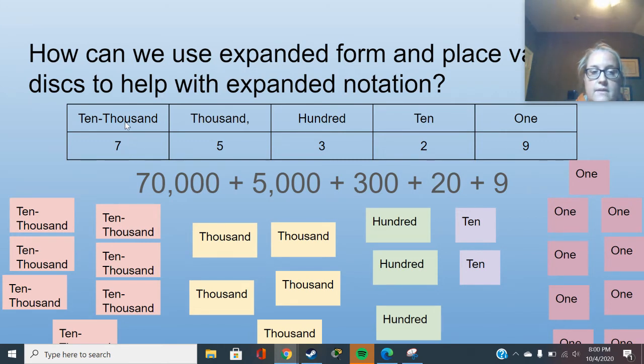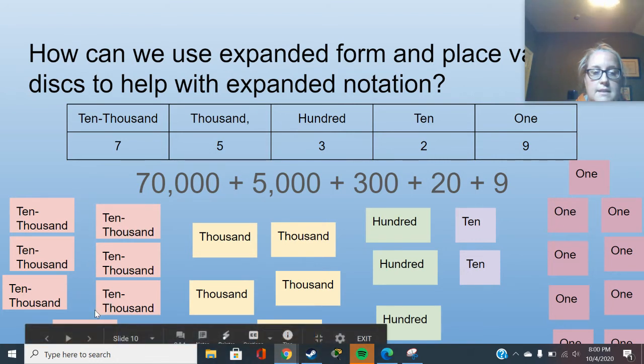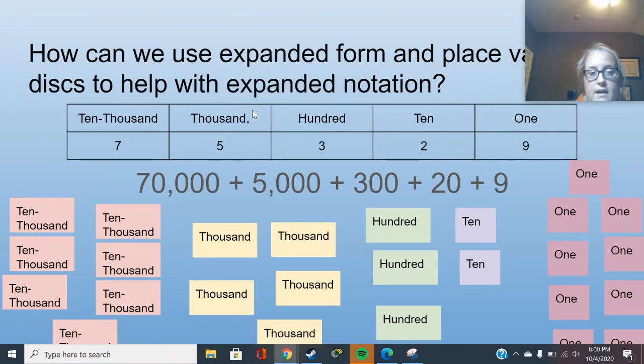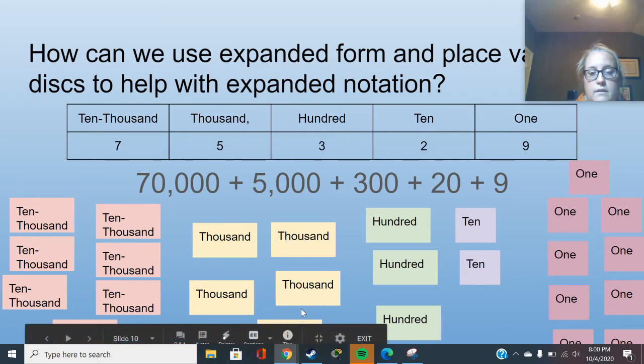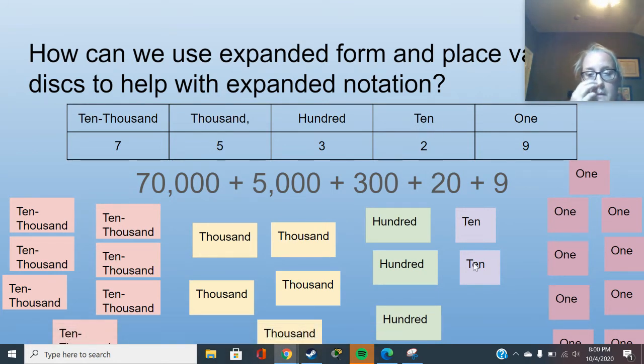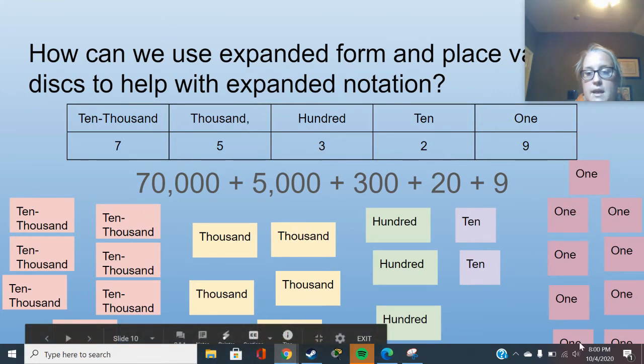So I had 7 10,000. So I have 1, 2, 3, 4, 5, 6, and the seventh one is hidden under this bar. But there are 7 there. Then I have 5,000. So 1, 2, 3, 4, 5, and the fifth one again is hidden under this bar. Next one is hundreds. So 300. 1, 2, 3. There's my third 100. 2 10s. 1, 2. And then my 9 ones. 1, 2, 3, 4, 5, 6, 7, 8, 9.